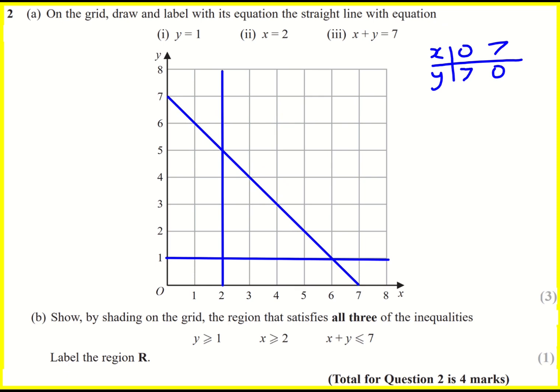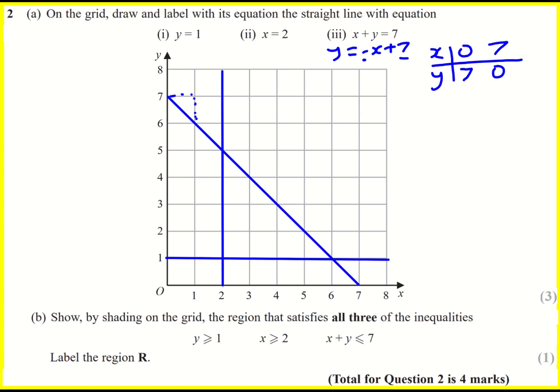You could alternatively plot some other values like 0, 1, 2, 3, or you could write it as y equals minus x plus 7. That's a y-intercept of 7 and a gradient of minus 1. So we go along 1, down 1. That also works if you prefer. But yeah, those are our equations graphed on these axes.